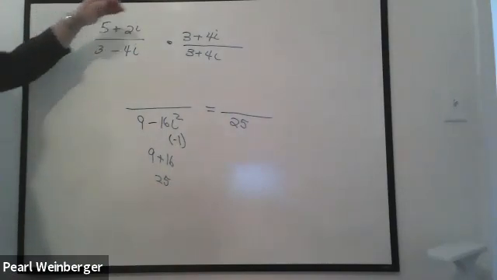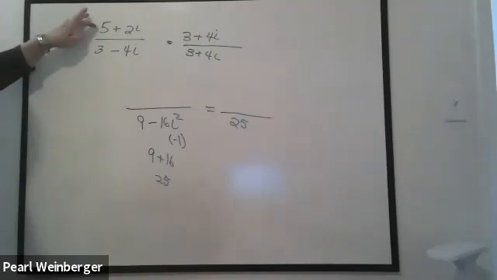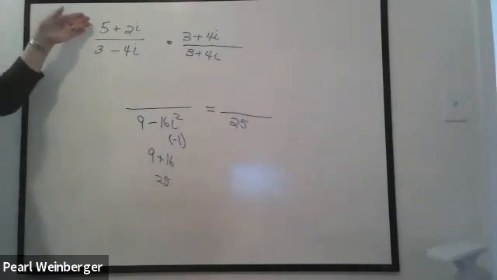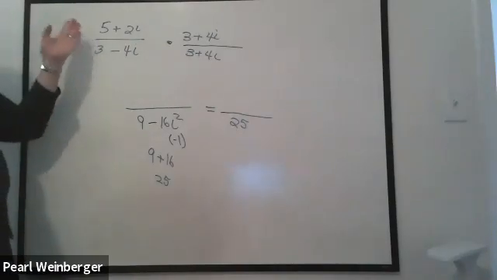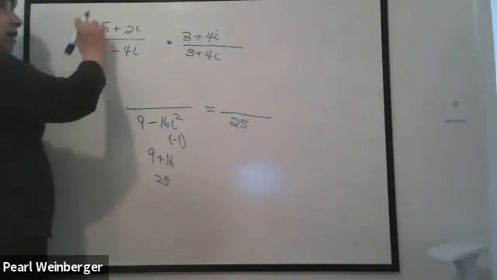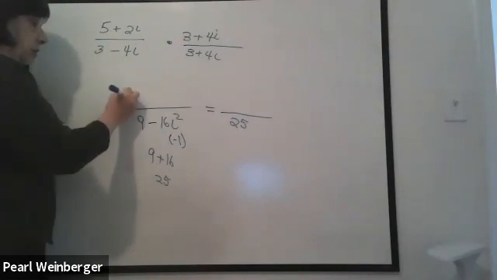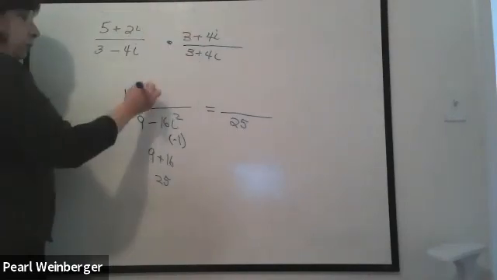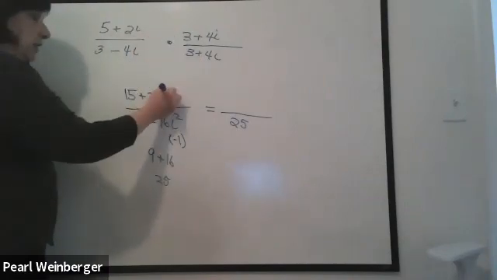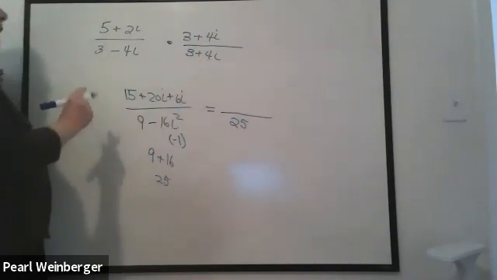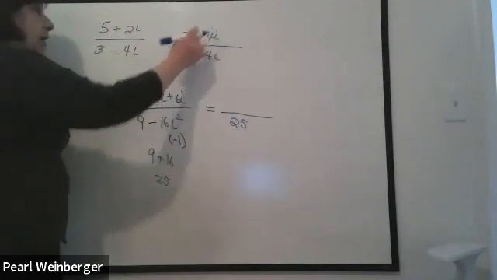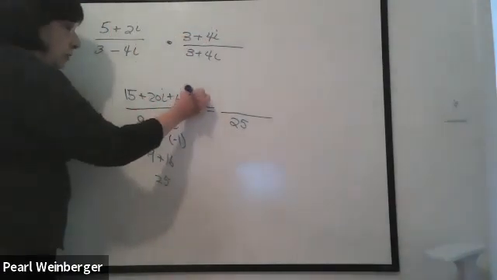But I have to multiply the numerators as well. I have to multiply the 5 plus 2i by the 3 plus 4i. And in order to do that, I have to use the whole FOIL because they're not conjugates. It's not enough to do first and last. So let's do that. 5 times 3 is 15. Outer is plus 20i. Inner is plus 6i. And finally, last is 2i times 4i, which is 8i squared.